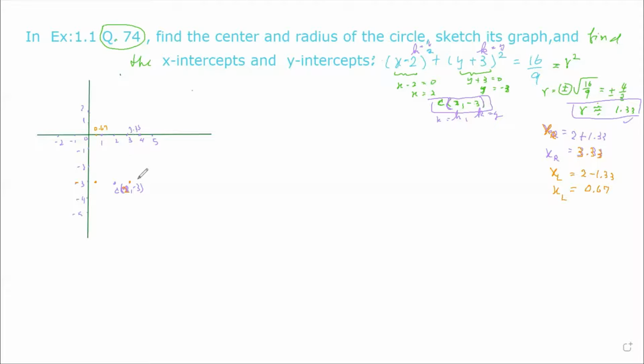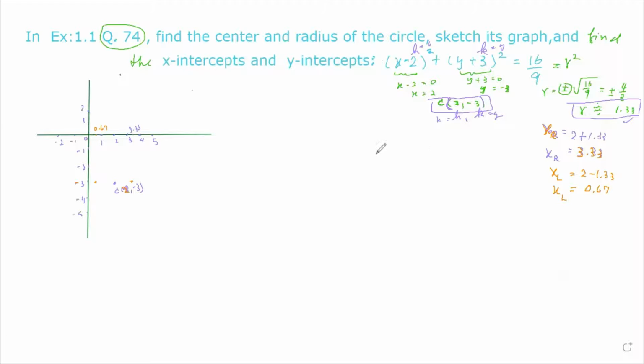The 3.33 should be somewhere here maybe. There should be equal length. So this one is going to be about here.